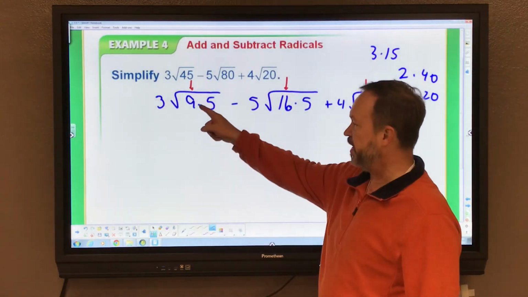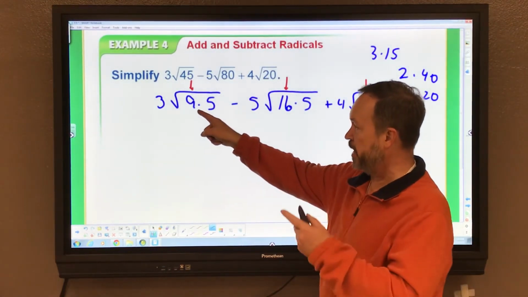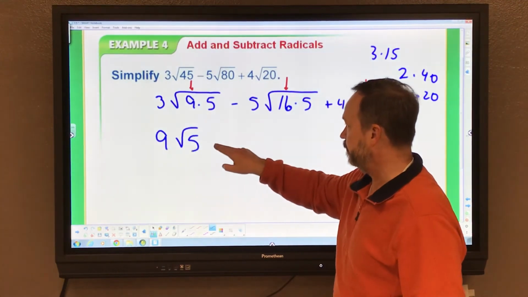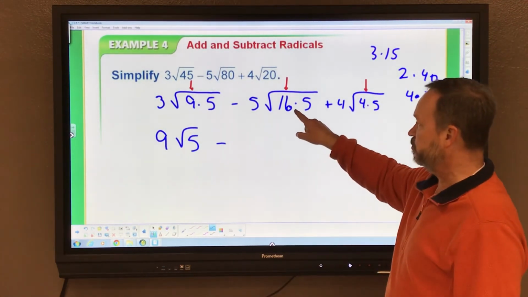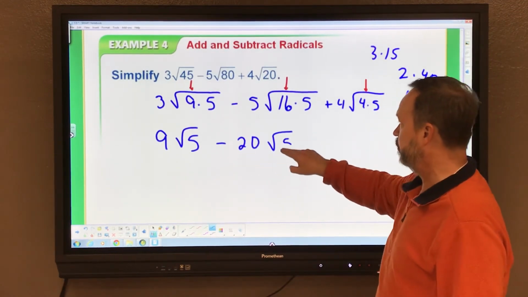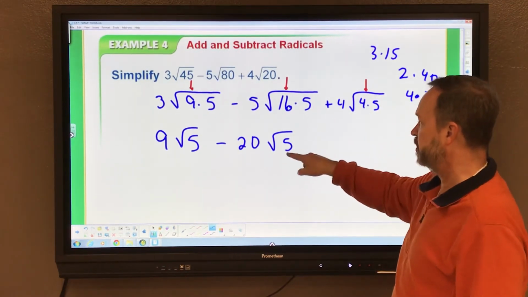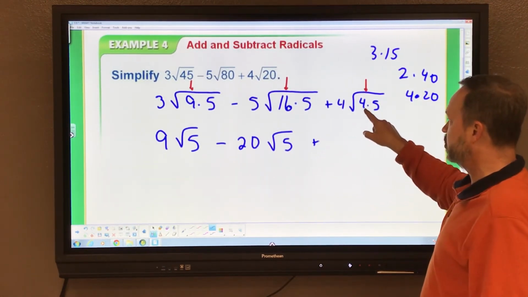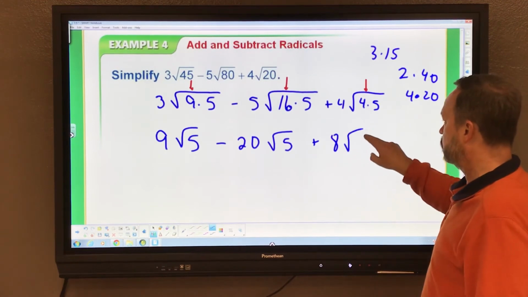And so when we simplify this, square root of 9 is 3, put it with the other 3, 3 times 3 is 9. Square root of 16 is 4, times the 5 is 20. Remember, square root of 5 you can't simplify, so he stays in the house. He's not a square, you don't come out. And then the square root of 4 is 2, makes that 8, times square root of 5.